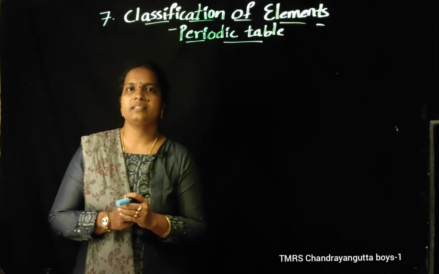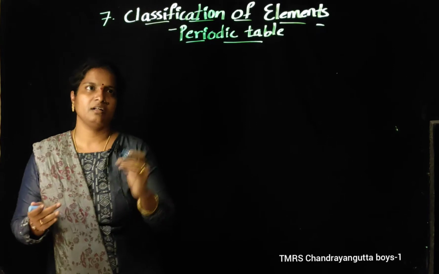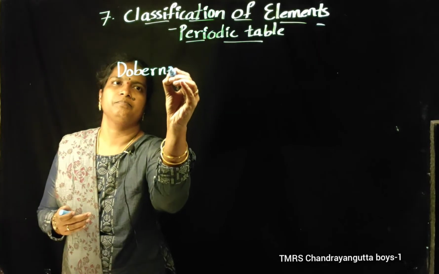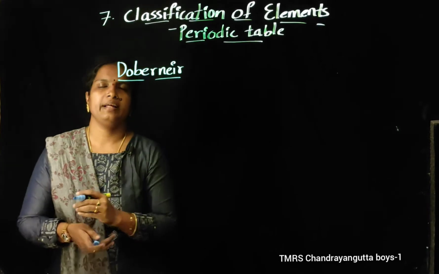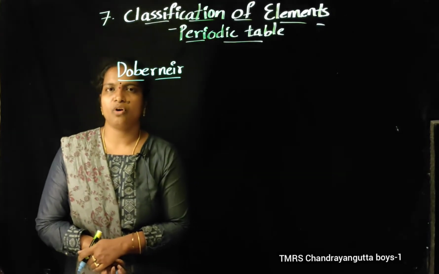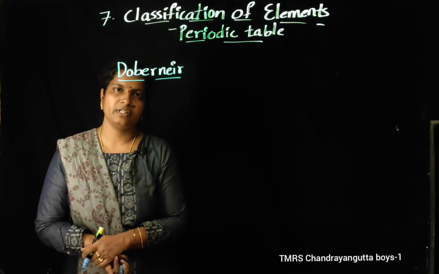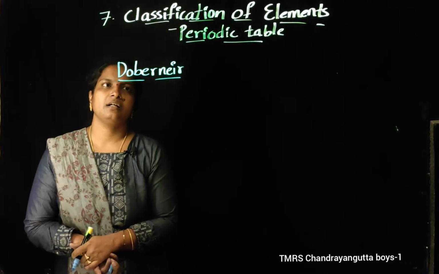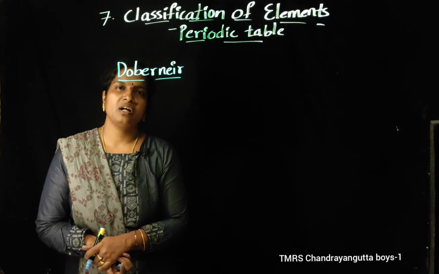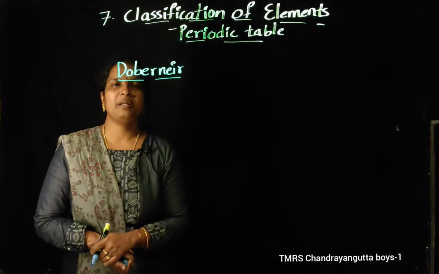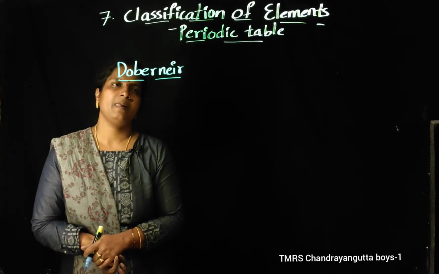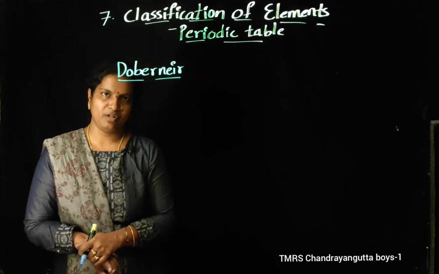Next, another scientist, Dobereiner. He calculated the atomic masses of all the elements which were already discovered, 30 elements in that period. In 1869, Dobereiner arranged three elements coming from the same family, meaning they have similar physical and chemical properties. He took three elements and arranged them in increasing order of atomic masses.